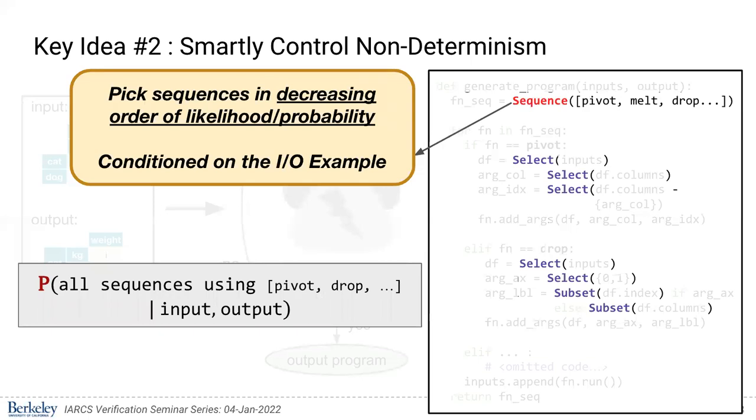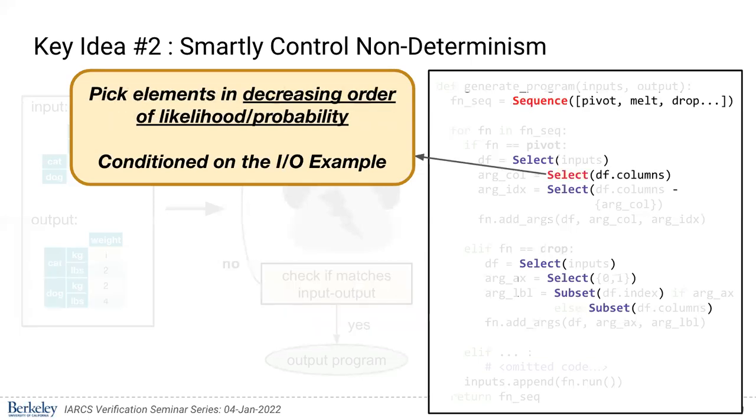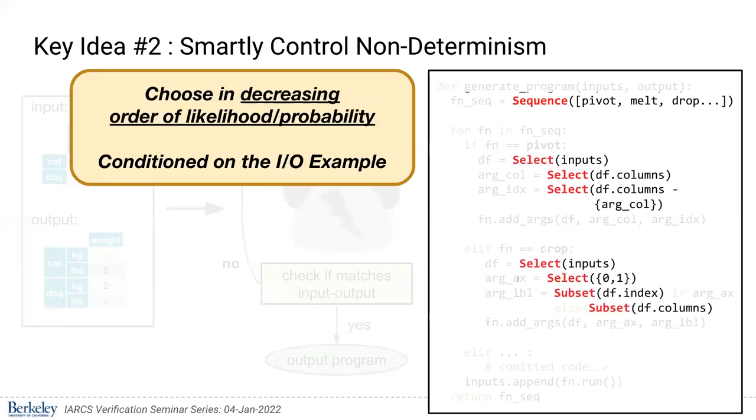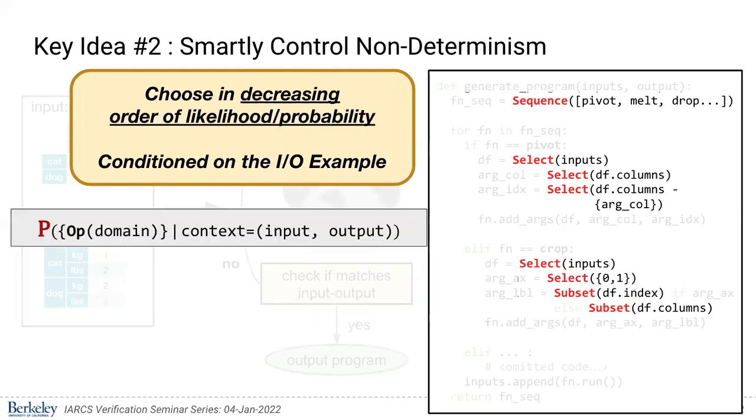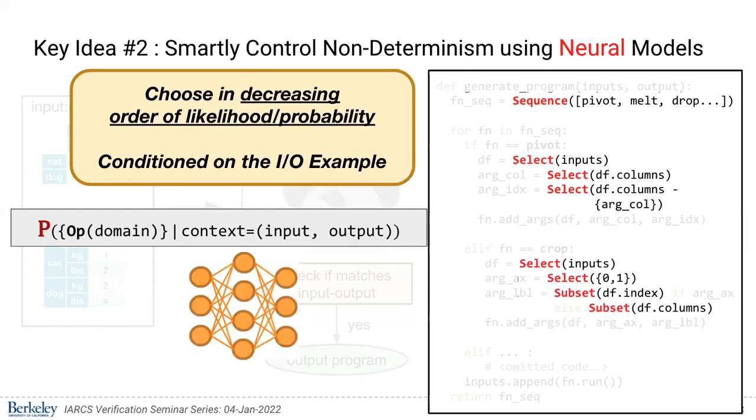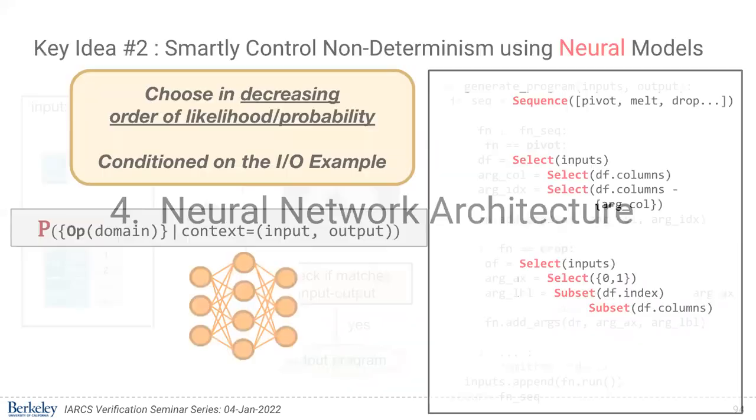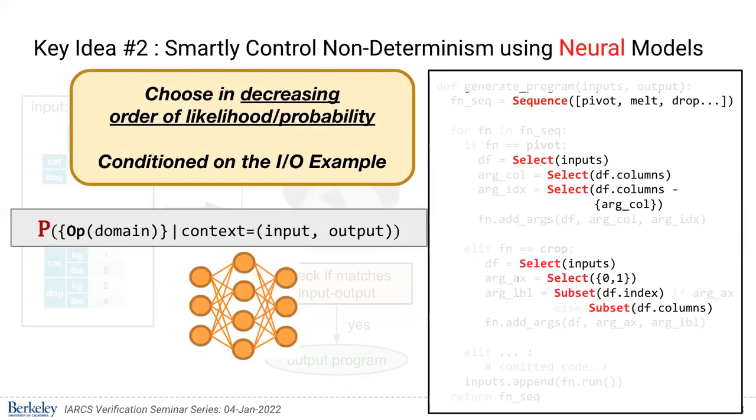So you're trying to obtain the distribution conditioned on the IO example. Similarly, for the other operators, when it comes to select within the pivot function, you want to pick elements in decreasing order of likelihood or probability, again conditioning on the IO example, and so on. You want to be able to do this for all the operators. If all the operators are making smart decisions by conditioning on the IO example, you can smartly control the non-determinism and the order of programs being returned. For all of these operators, the controller, so to speak, would be this probability distribution based on the IO example. And how to obtain this distribution, that's where the neural models come in, specifically graph neural networks, as I'll get into shortly.